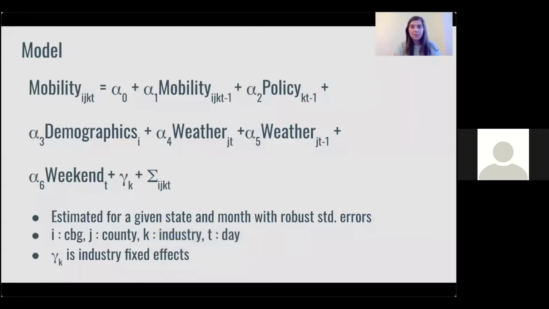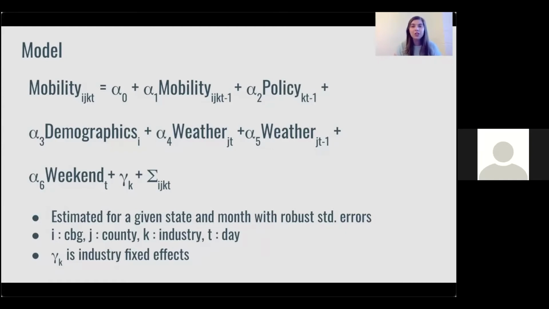This is the model that we employed in our study. It is a linear regression model. We ran this for each of the 4 states in both months, so we ran it a total of 8 times. To break this down, on the left-hand side, we have mobility. Mobility is the change in the number of visits to a given location in a given CBG, in a given county, in a given industry on a given day. This is our dependent variable.